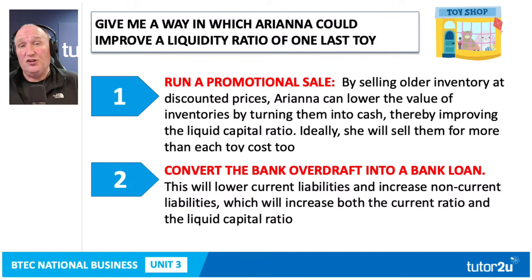So maybe a discussion with the bank. Now, of course, would they do that? Well, possibly, because we're told that Ariana's toy shop is profitable. Therefore, in theory, the bank will maybe look kindly on converting the overdraft into a loan, switching it from current liabilities into non-current liabilities, the effect of which will be to increase both liquidity ratios.